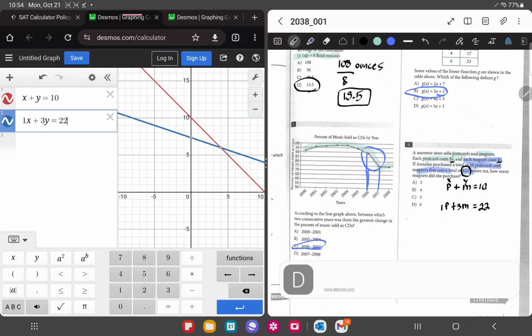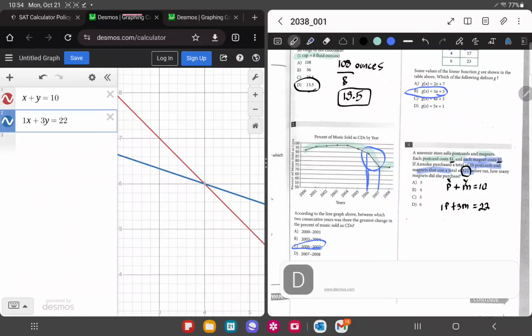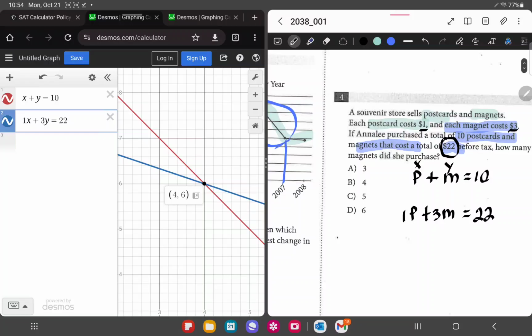Now, you're going to look for the point at which they are intersecting, and that is going to be your solution. It is important for us to look for the right one, though. Right here it's asking how many magnets, right? So M is going to equal Y, so we're looking for the Y value. In this one we have 4, which is X, and 6, which is Y. So my answer for this one is this one right here.